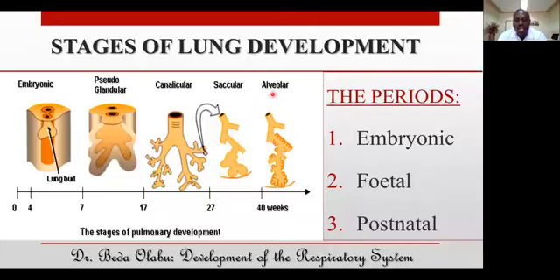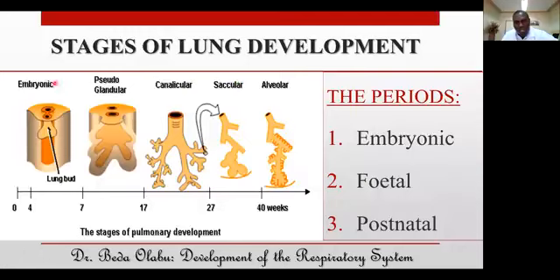Fewer alveoli are actually formed before birth. Most of the alveoli you have right now are alveoli that formed after you were born, within the first 7 years of life. During the alveolar stage also, of course, there is increased production of surfactant. So these are the stages of lung development.